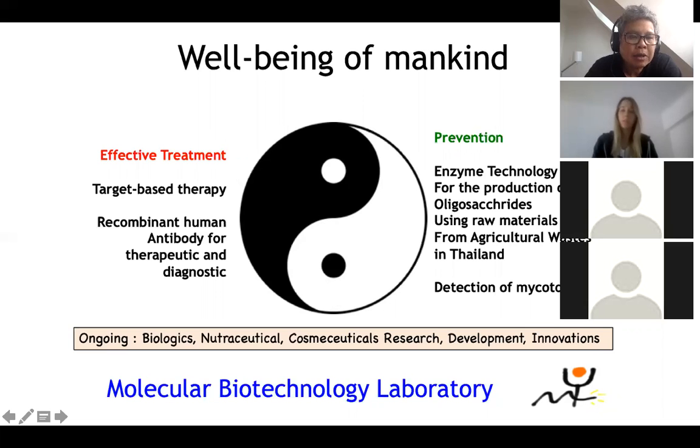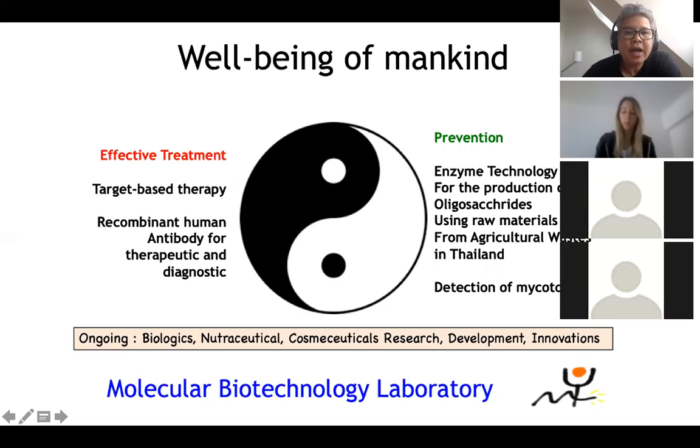In my laboratory, I use antibody as a magic bullet to bind to the specific source of the disease and try to cure the disease. That was dealing with antibody and also the diagnostic part.